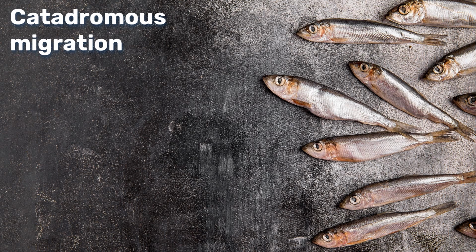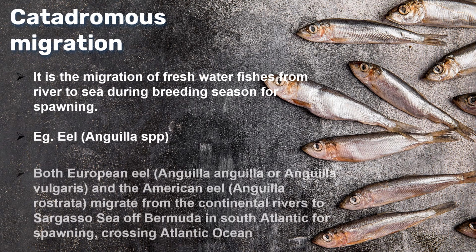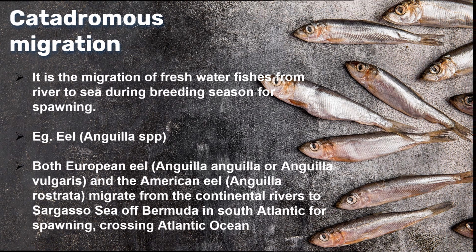Another type is catadromous migration. It is the migration of freshwater fishes from river to sea during breeding season for spawning. Example is eel, Anguilla species. Both European eel, that is Anguilla anguilla or Anguilla vulgaris, and the American eel, which is scientifically known as Anguilla rostrata, they migrate from the continental rivers to Sargasso Sea off Bermuda in South Atlantic for spawning, crossing Atlantic Ocean.